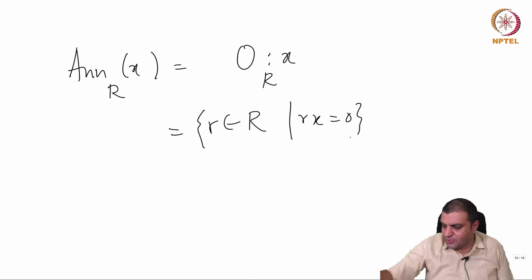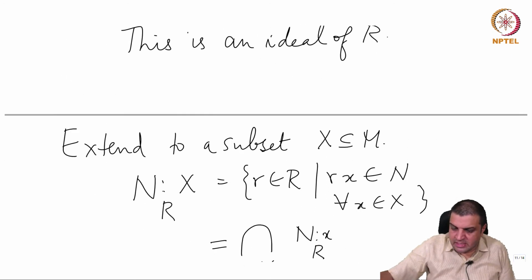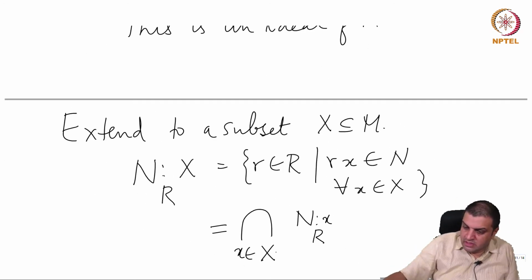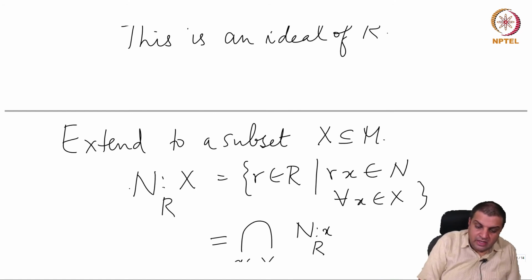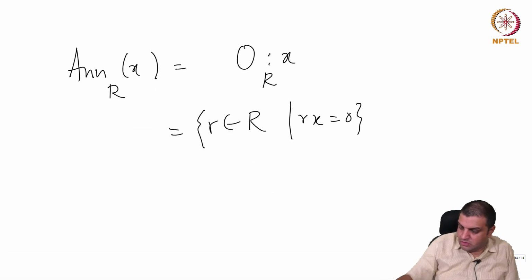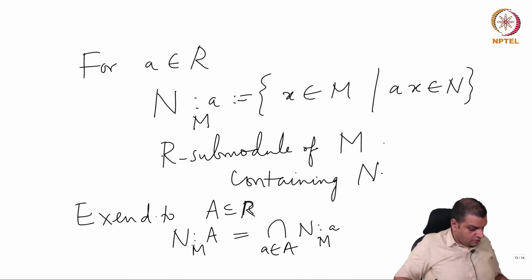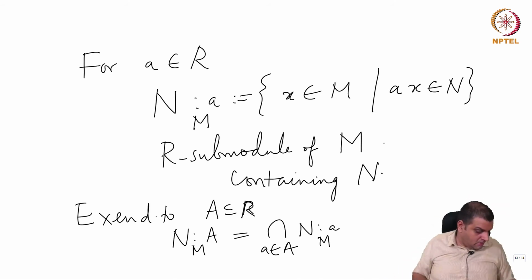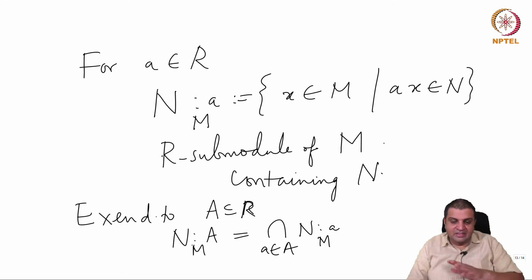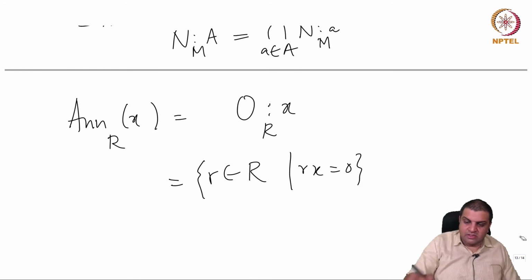The reason why we introduce the colon notation, rather than just writing annihilator, is that quite often we will have to work with things of this kind: N colon some other submodule. Quite often this X will also be a submodule, or a subset, over R. That is the reason why we introduce this notation. It's just notation, nothing much. We will need this later. So that explains what annihilator is.